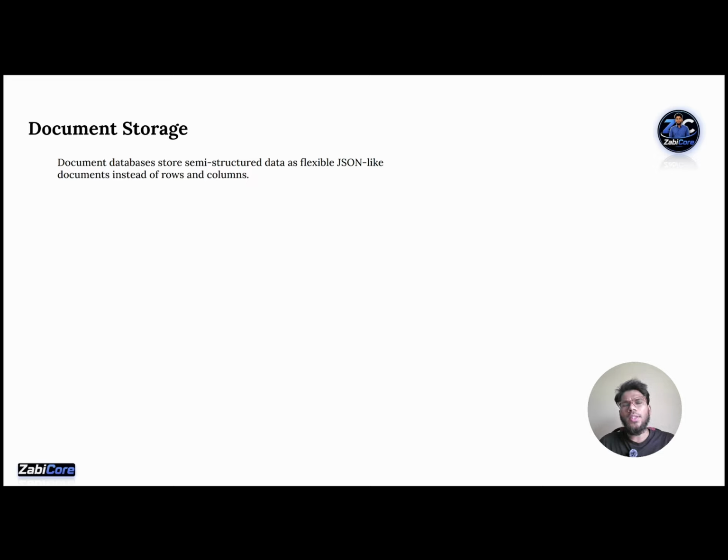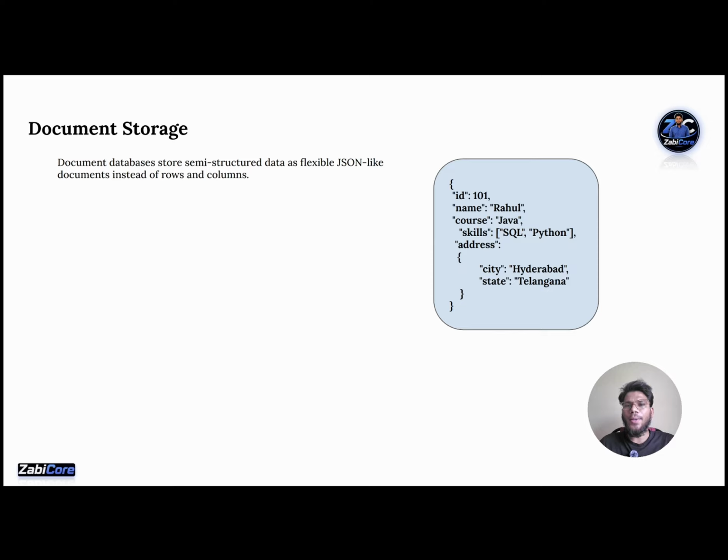Mostly this document storage will apply in real-time applications like Instagram, Facebook, LinkedIn. All these real-time applications will use document storage. Here is one example: we have a student with ID, name, course, skills, address, city and state. Some students may have other skills, and some students may have multiple addresses, correct? So here we have to change the schema dynamically.